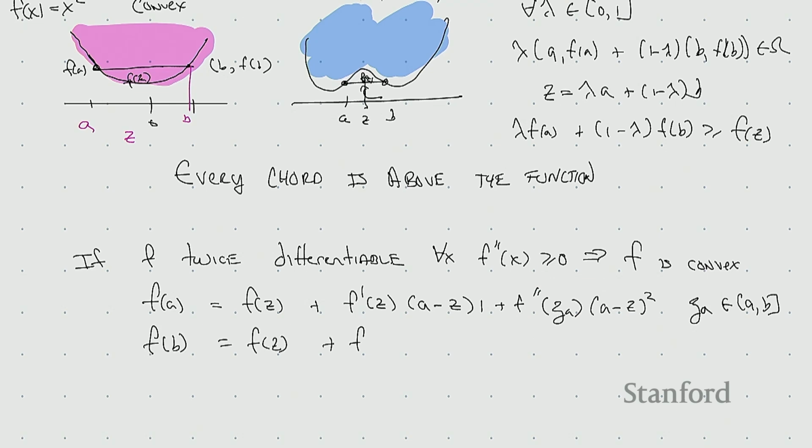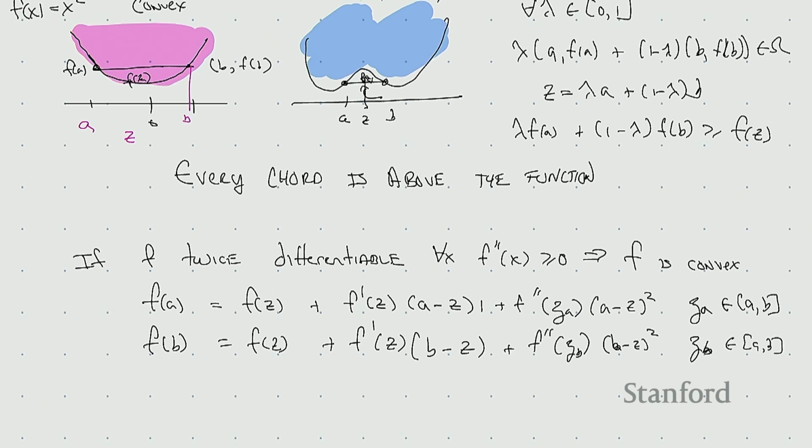This isn't super important for your conceptual understanding, by the way. This is just to show that you can do what you want to do here, that this makes sense to you. Plus f double prime of zeta b times (b minus z) squared. Okay?